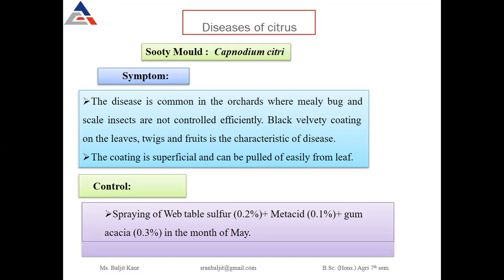A black velvety coating on the leaves, on the twigs and on the fruits is the characteristic of this disease. To control sooty mold, we can spray the plants with wettable sulfur plus metacid plus gum acacia in the month of May.